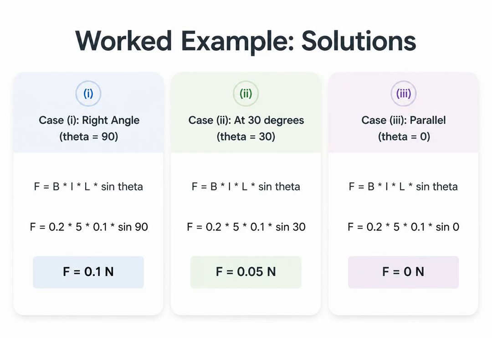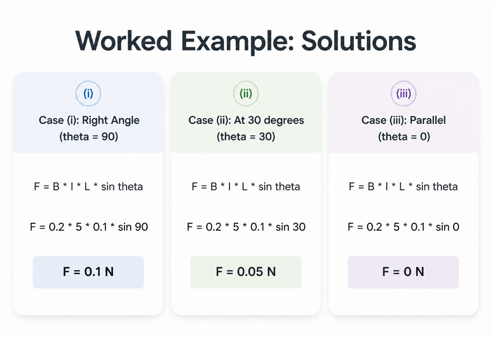Let's calculate the force for each case. For case 1, where the wire is perpendicular to the field, theta is 90 degrees. Plugging our values into F equals BIL sine theta, we get 0.2 times 5 times 0.1 times sine of 90, which gives us exactly 0.1 newtons. For case 2, at 30 degrees, we multiply by sine of 30, which is 0.5, yielding a force of 0.05 newtons, exactly half of the maximum force. Finally, when the wire is parallel to the field, theta is 0. Since sine of 0 is 0, no magnetic force is produced at all.